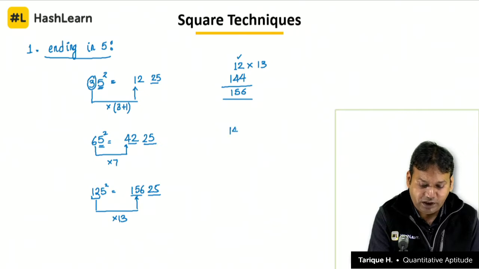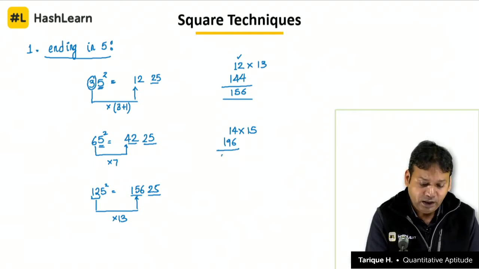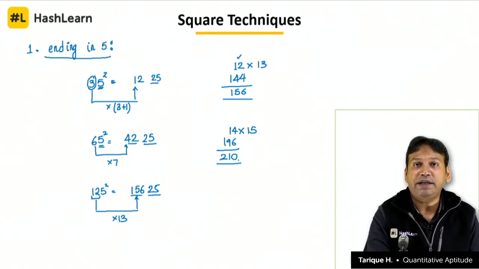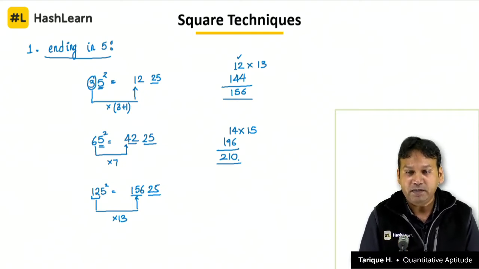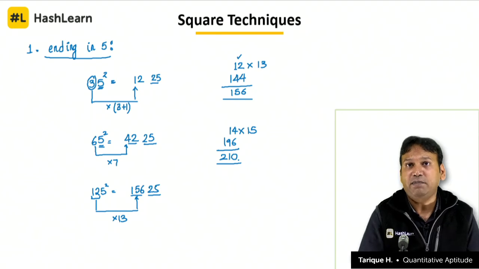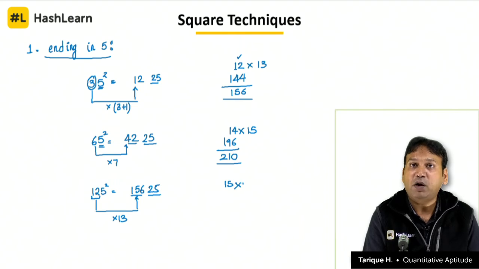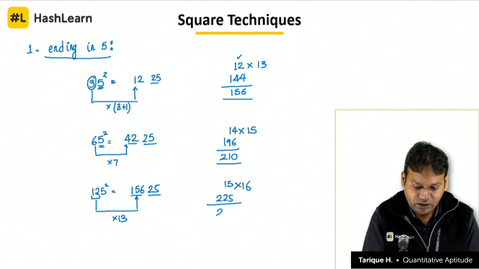Suppose I am finding what is 14 into 15. So 14 square is 196. 196 plus 14 is equal to 210. This you should be able to do without even using pen and paper. Let's say what is 18 into 19, 18 plus 324, that is 342, clear? What is 15 into 16, 15 plus 225, that is 240. Very simple. When you are multiplying consecutive numbers, just take the square of the smaller number and add that to the smaller number, 240.